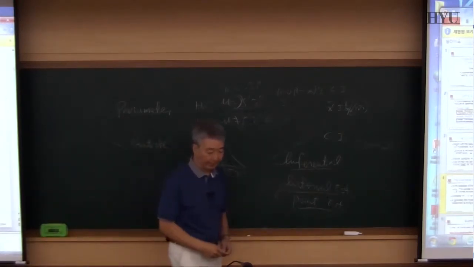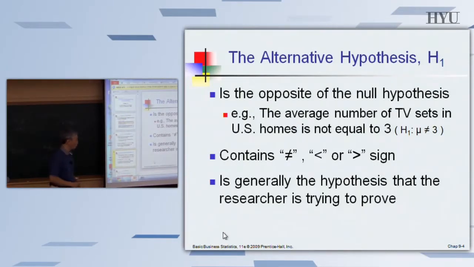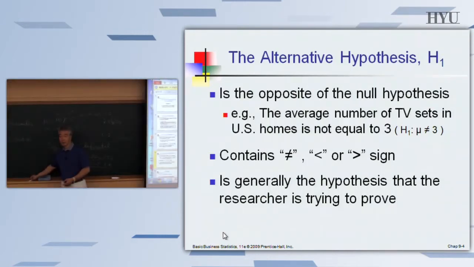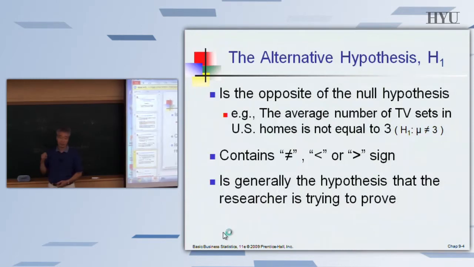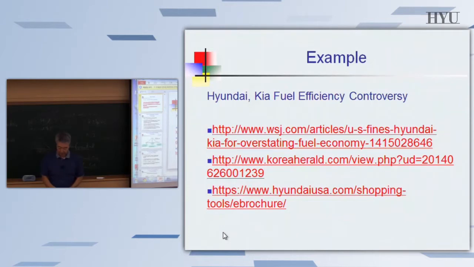And this is generally the hypothesis that the researcher is trying to prove. So in practice, they recommend that you set up the alternative hypothesis first, and then just say the opposite as the null hypothesis. Here's an example. This is the last slide that we're going to do today.